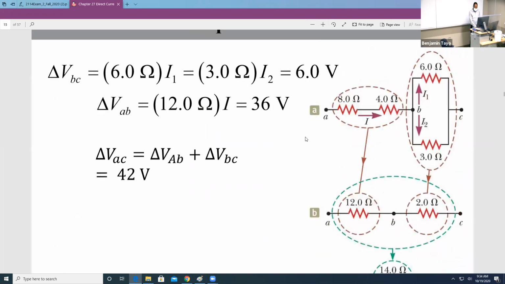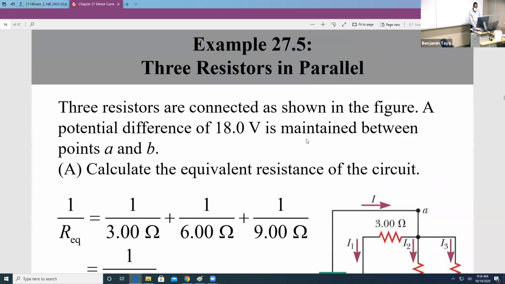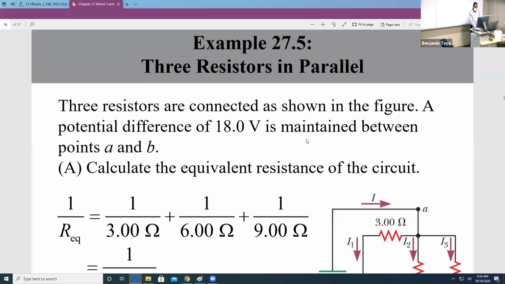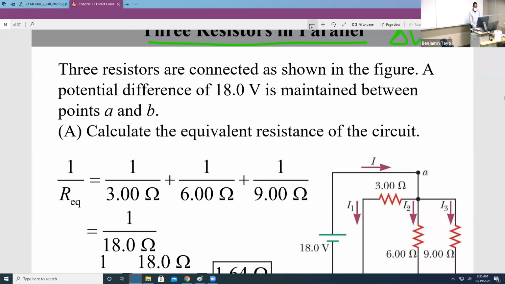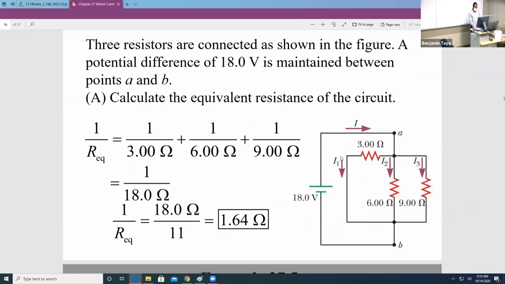Now let's look at this second example here. This is example number 27.5. And in this example, we have 3 resistors that are in parallel. In parallel means that the voltage is the same. So let's look at this problem. Again, remember that in this case, there is no internal resistance. So you can just say that your delta V is equal to 18.